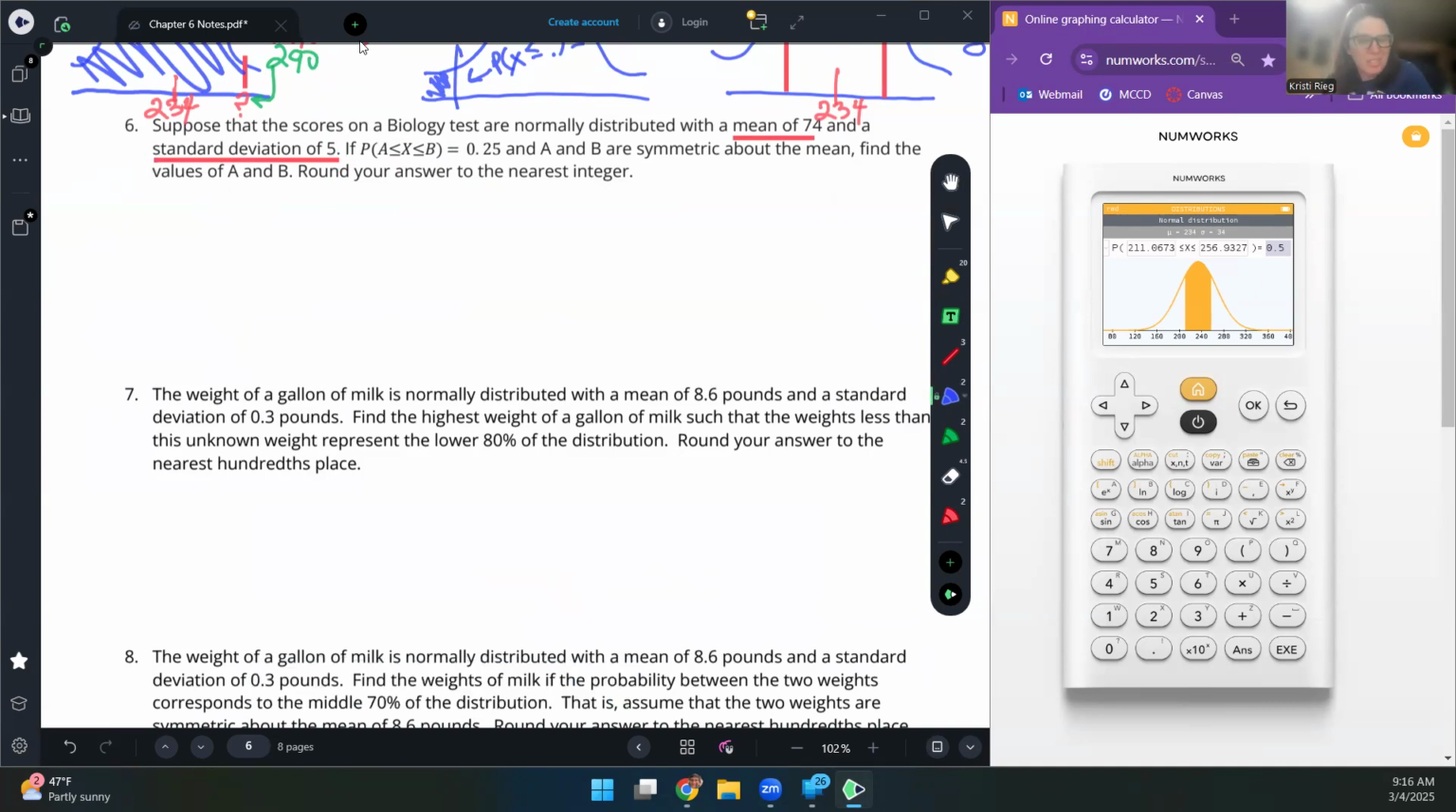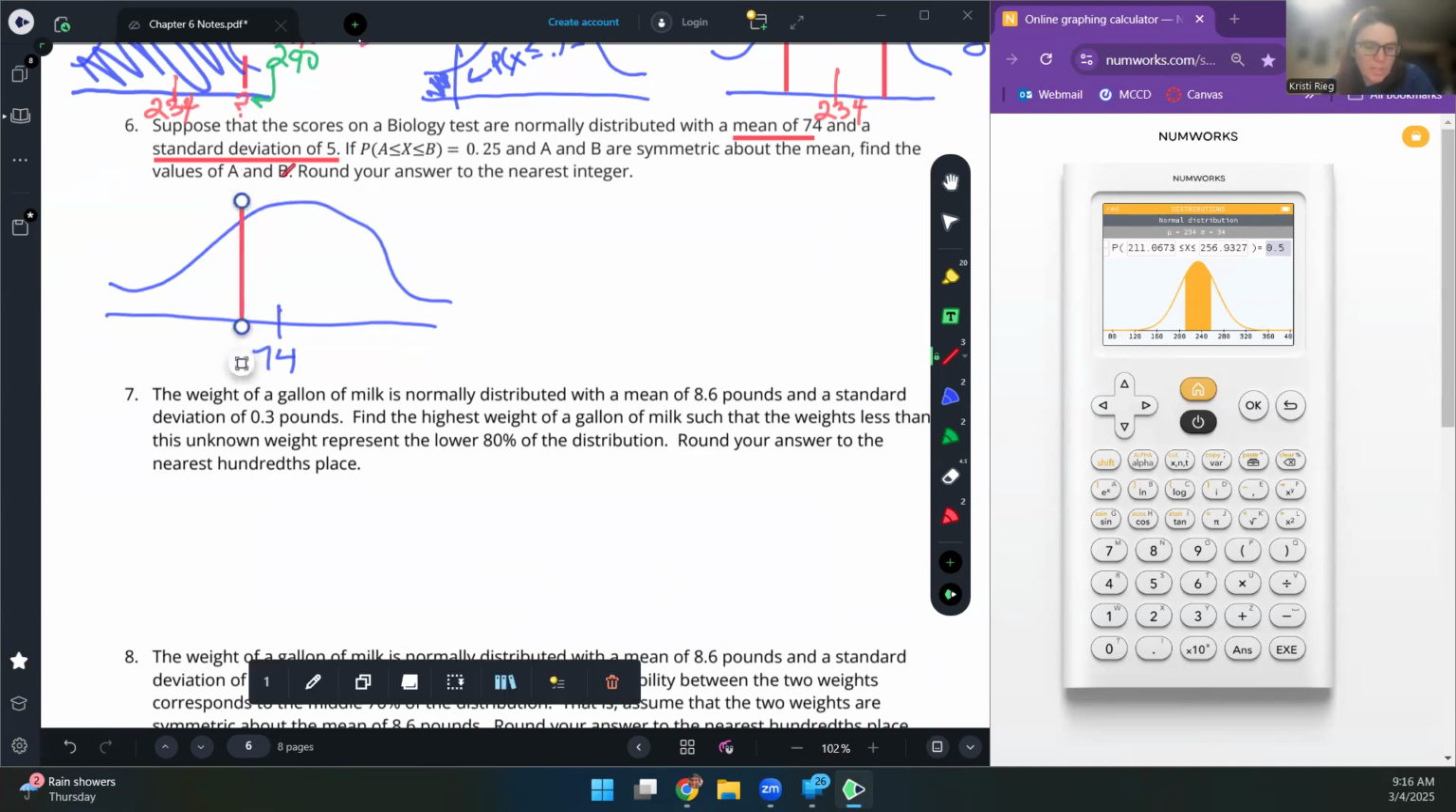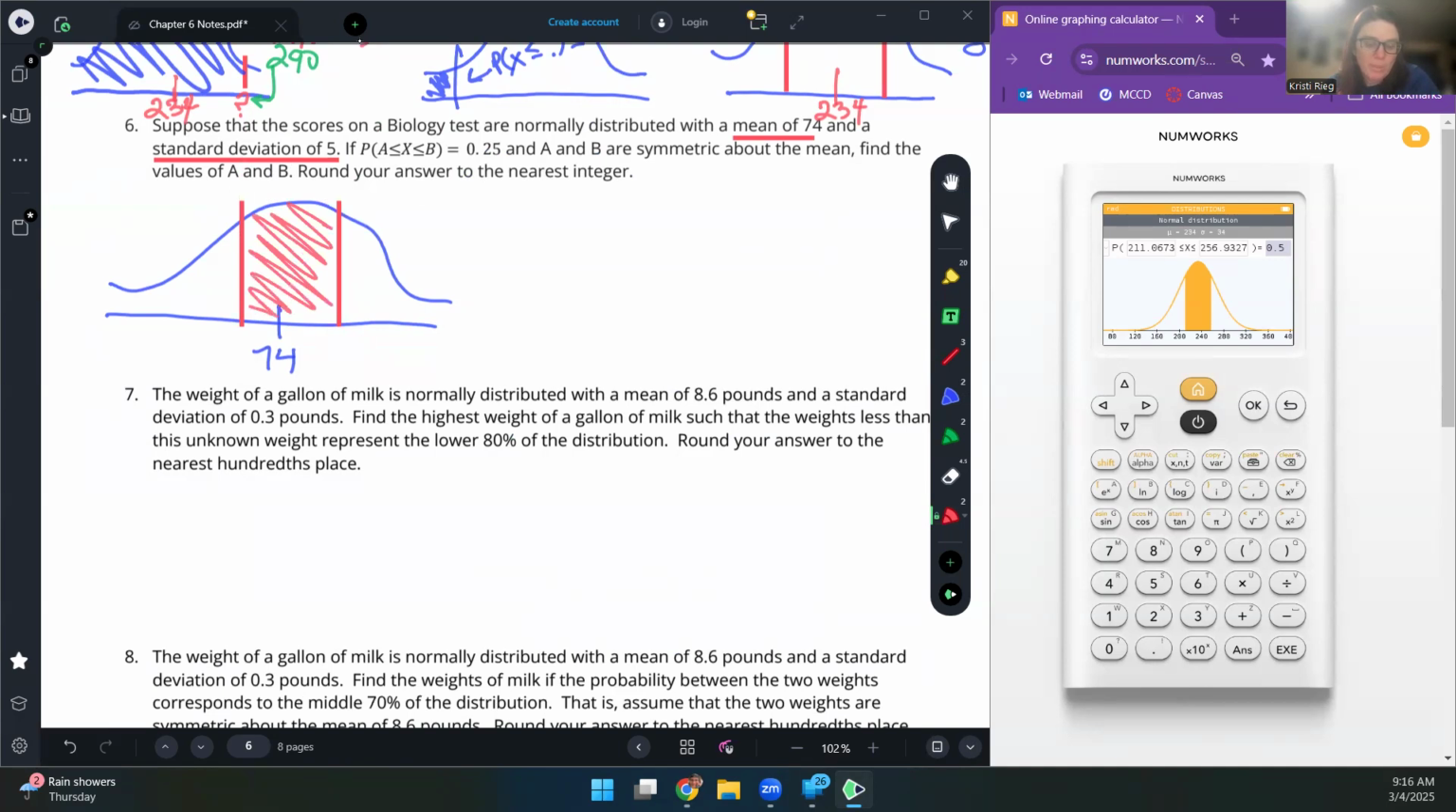All right, sounds fancy. It isn't any fancier than anything else we've already done. So the middle is 74. We're trying to find that 25%, the numbers that represent that 25%, and it says it's symmetric about the mean, which just means it's the same distance away on both sides, which is perfect because that's what the calculator is going to give us. So we want to find that where this represents 0.25.